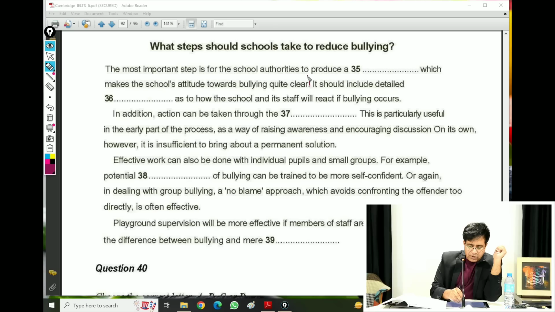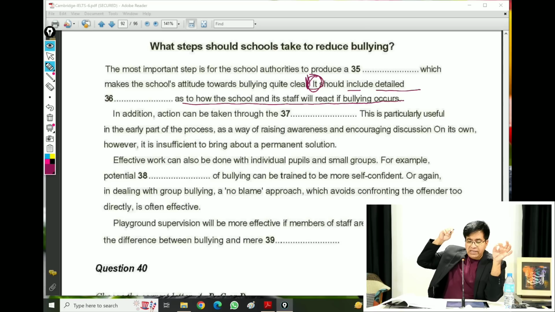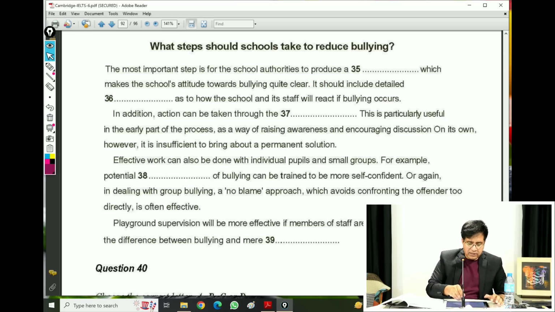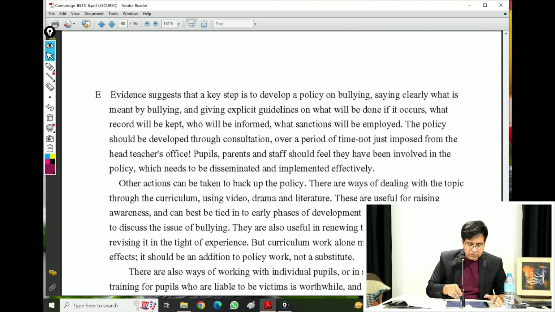Question number 36. I'm reading it after full stop. After full stop, quite clear. It should include it. What do they mean by it? Policy. Policy. This is very important, which makes the school attitude towards bullying quite clear. It should include means policy should include detailed dash as to how the school and its staff will react if bullying occurs. It means policy should include detailed something. Now let's go back.